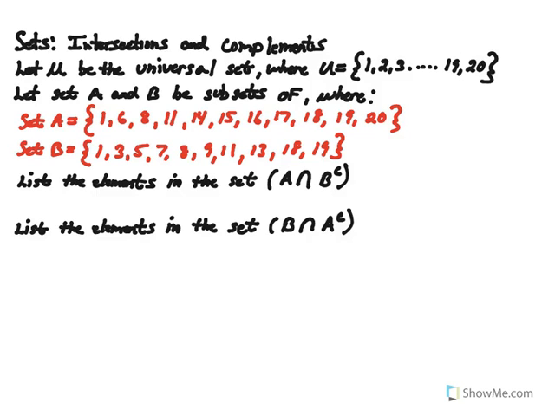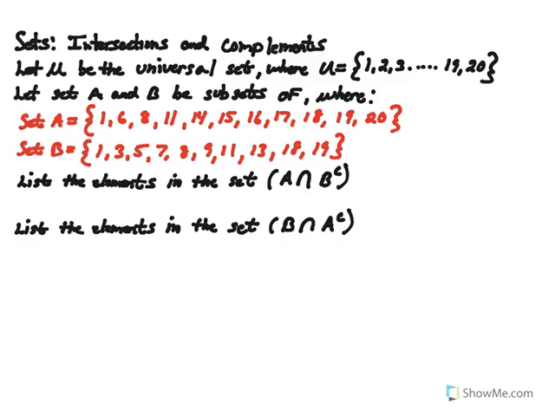Hello everyone, today we're going to talk about intersections and complements. We're going to let a universal set, which is an entire collection of elements, be U, and we're going to set that equal to a set 1 through 20. And then we're going to have two subsets, which we'll call A and B.